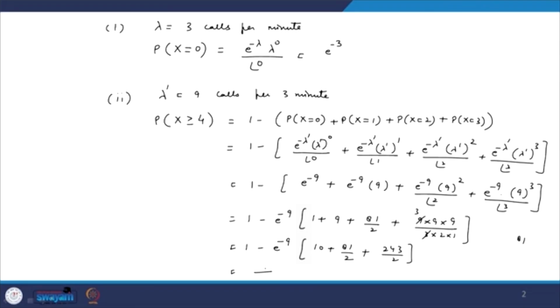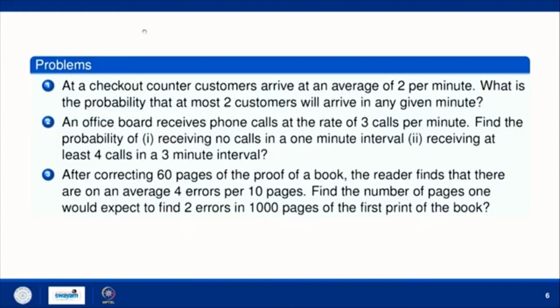Okay. So, what I want to emphasize here is that lambda may change according to the problem. Here in this problem, for the first part lambda is 3 because we have to find in 1 minute time, but in the second part we are finding the probability of receiving at least 4 calls in 3 minute time. So, we have to find lambda for 3 minutes, fine.